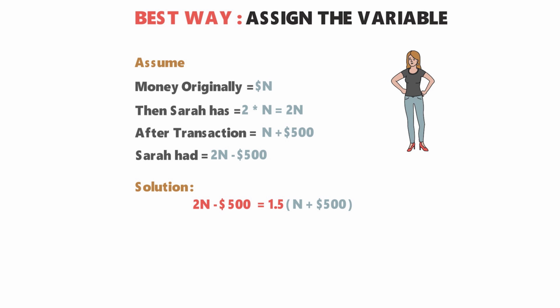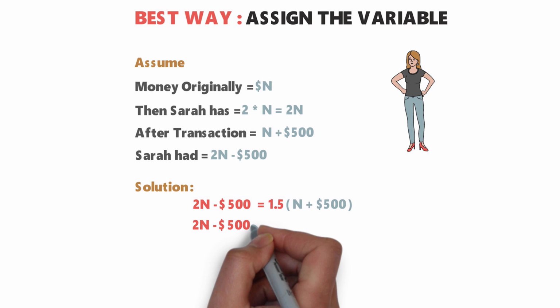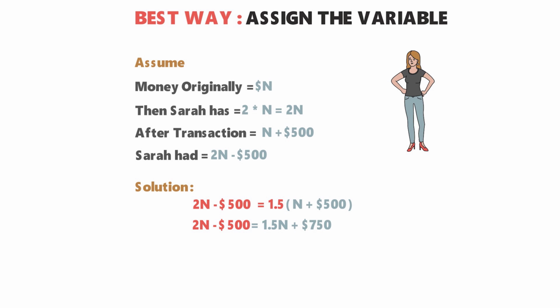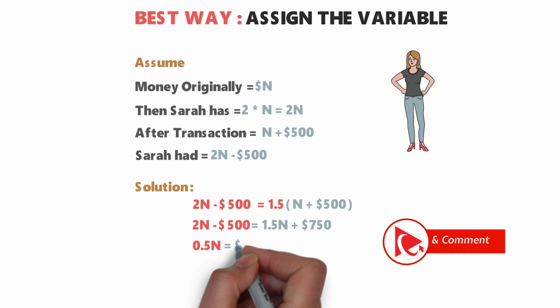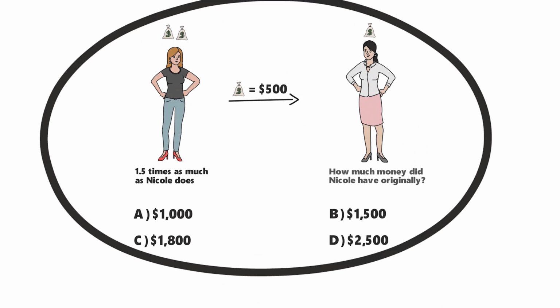Let's go ahead and simplify this expression. We will get to the result of 2N minus $500 equals 1.5N plus $750, which means that 0.5N equals $1,250. After the calculation, we can see that N equals $2,500, which means Nicole originally had $2,500.